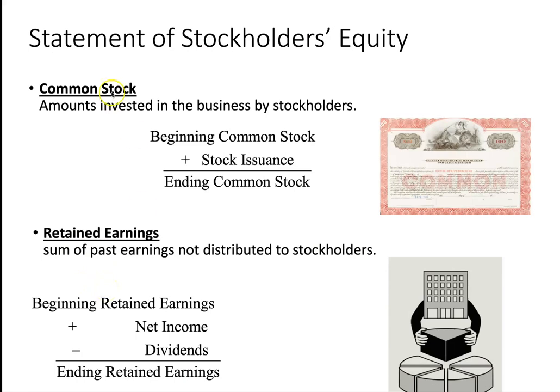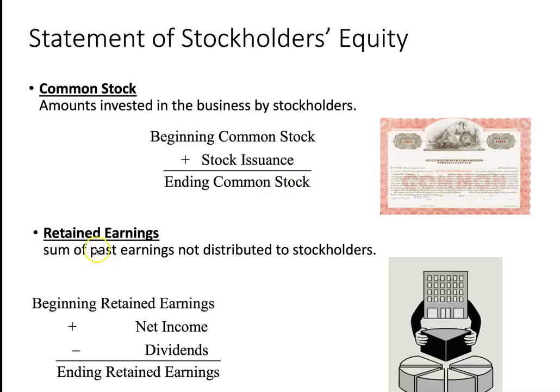So first of all, the change of common stock. Again, common stock is the amount of money invested by the shareholders when the business starts. So common stock could change if a company issues new stocks. So the beginning common stock, which means the common stock we had last year, plus any newly issued stocks would equal the ending common stock.